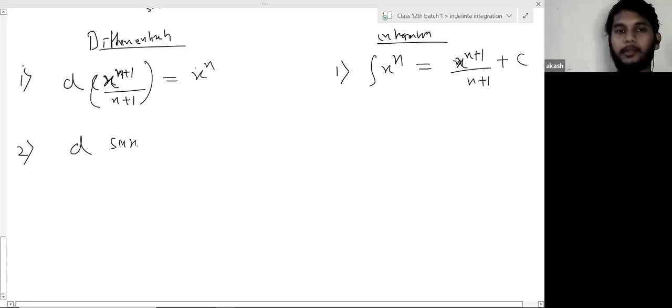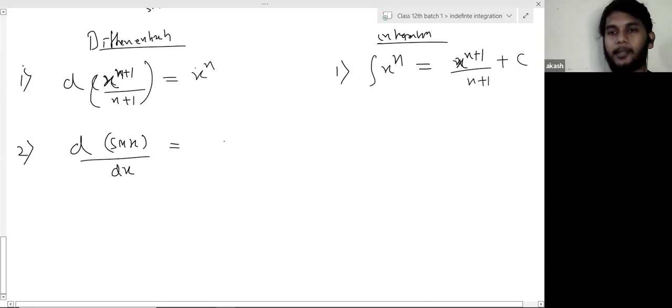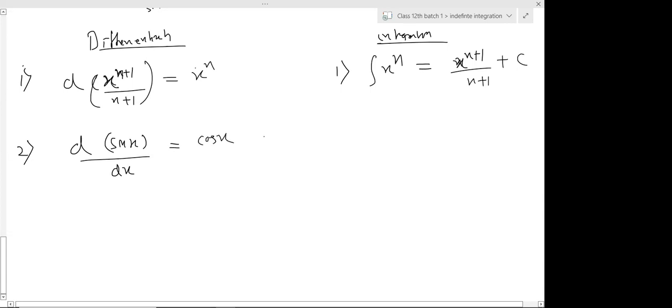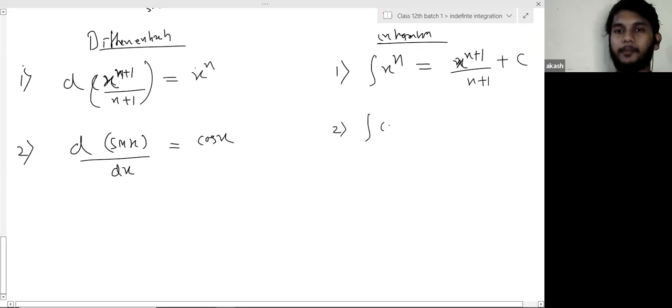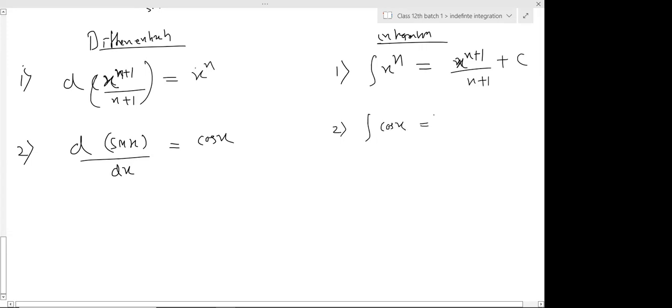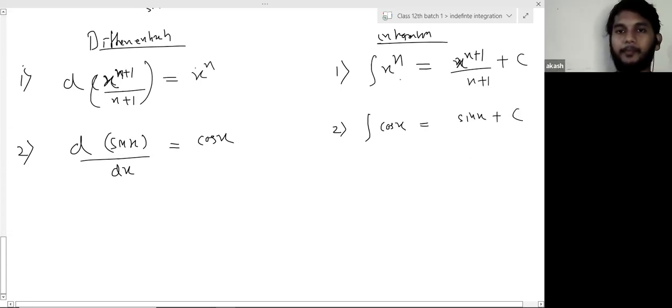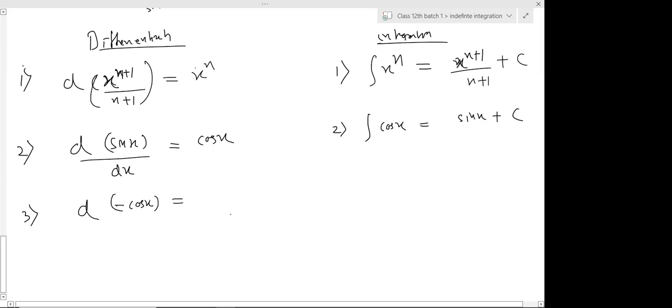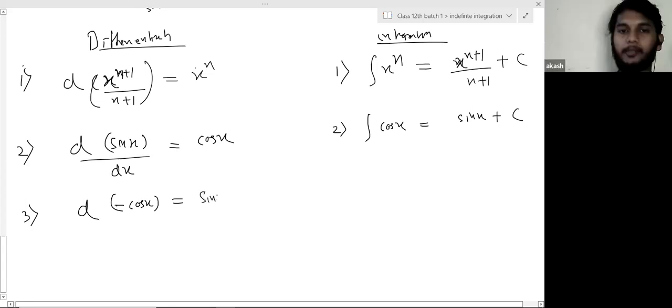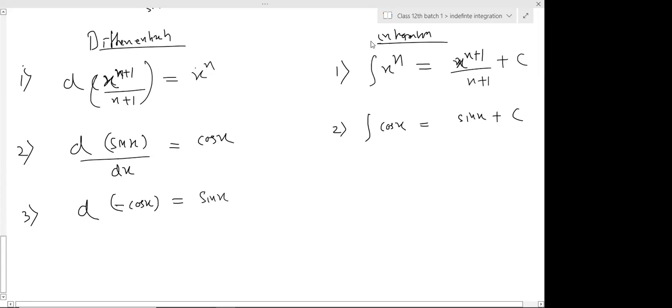Differentiation of sin x is cos x. So integration of cos x will be sin x plus c. Differentiation of minus cos x is sin x. So integration of sin x will be minus cos x plus c.